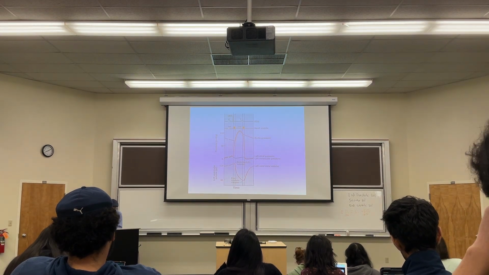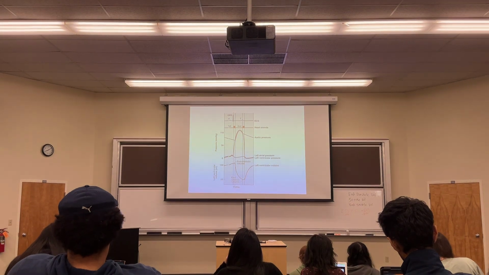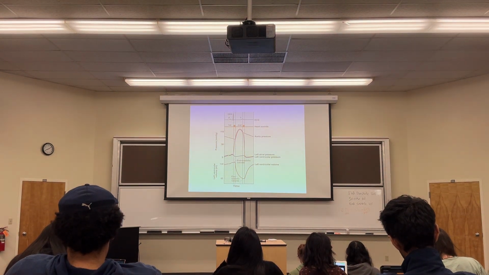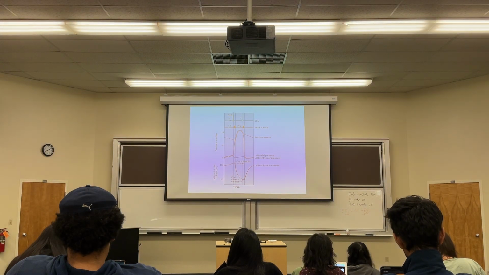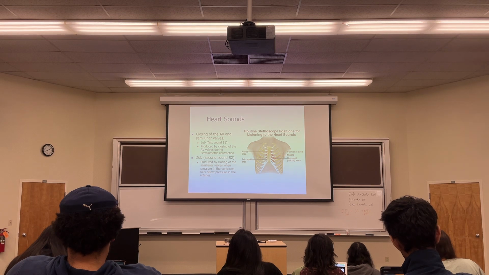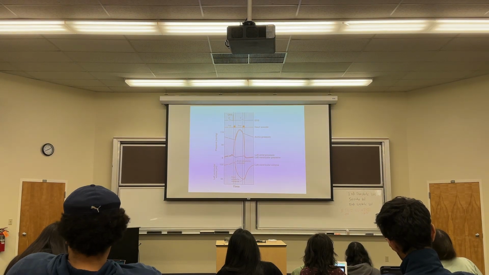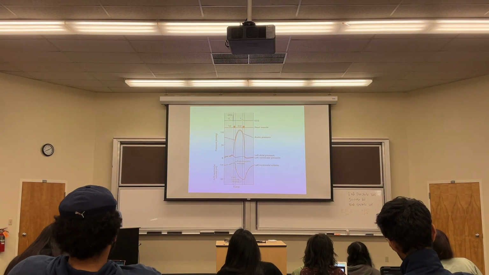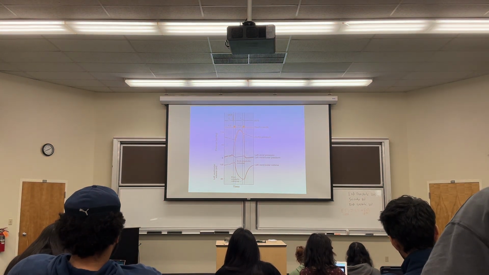Right here. They close, it's contracting, so the AV valves close, there's the first heart sound. See that right there? That's the lub. The dub is produced by the closing of the semilunar valves. There it is. They close, and you're going into your isovolumetric relaxation. Right there. That's the lub dub.